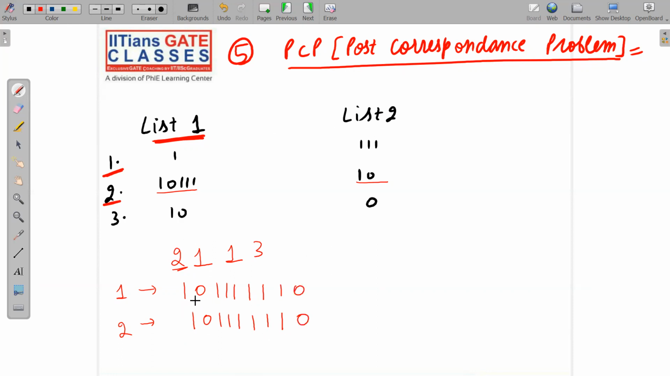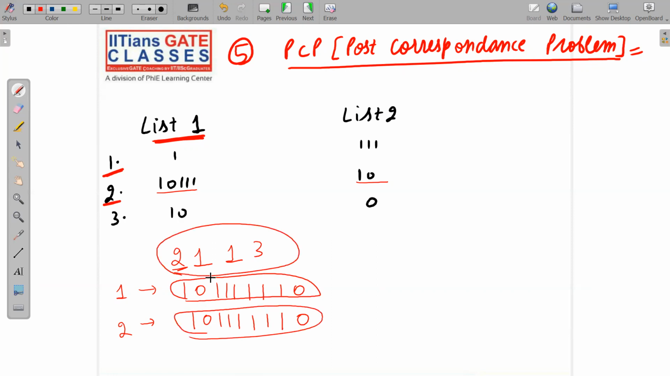Now see here, the strings have been matched properly. So we need to find one such sequence. If even one such sequence exists, I will say it is a yes instance of PCP. This is a yes instance of PCP. Okay, so please note it down carefully.